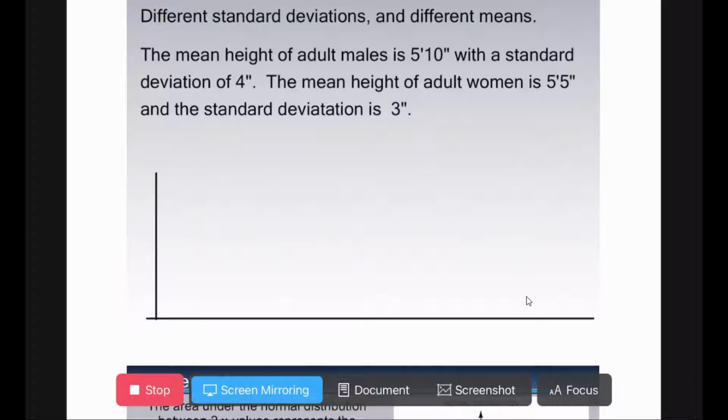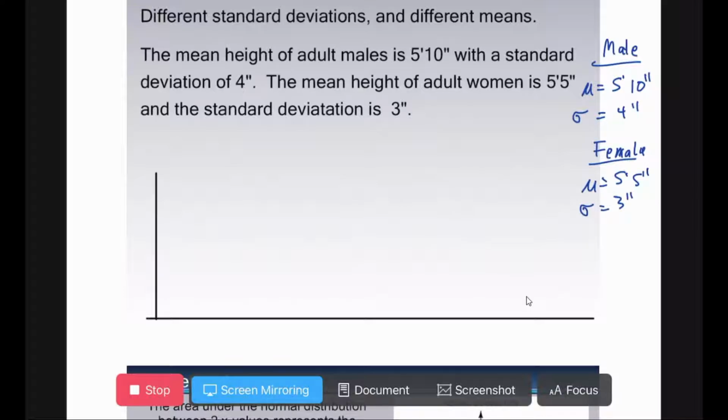So let's just describe what we're going to see here for a moment. For the males, we're going to have a mean of 5'10", and our standard deviation is going to be 4 inches. And then for the women, 5 foot 5 inches, and standard deviation of 3 inches.